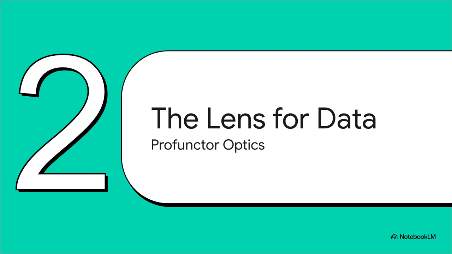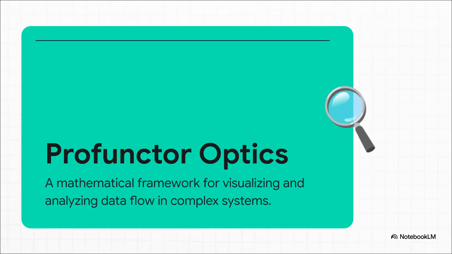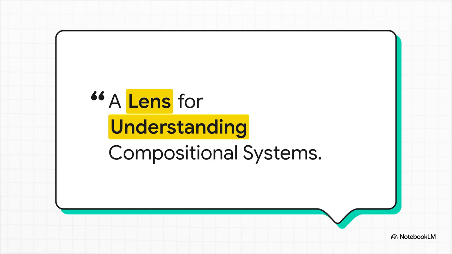And that special tool, that lens we need, you guessed it, it's called Profunctor optics. So what is Profunctor optics, really? I mean, the formal definition is that it's a mathematical framework for visualizing and analyzing data flow in complex systems. Okay, but a much better way to think about it is like putting on a pair of special goggles. Goggles that let you see the hidden pathways that information itself travels along. Yeah, you could just call it a lens for understanding compositional systems. And that word, lens, is so important here. It's all about bringing something that was fuzzy and hidden into sharp, crystal clear focus.